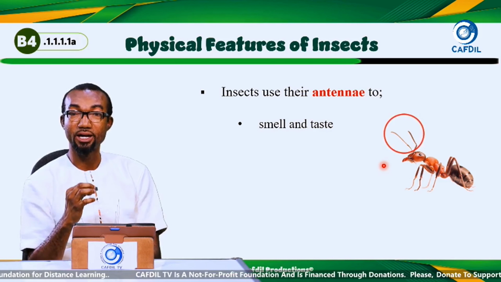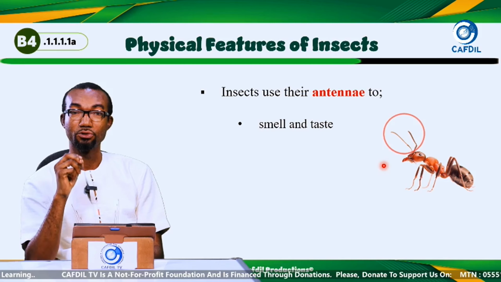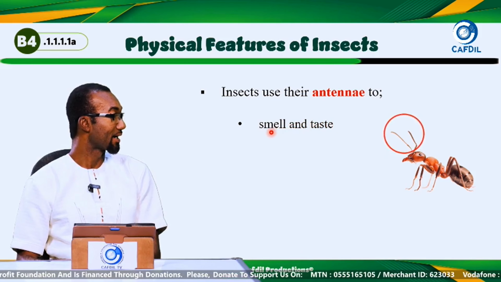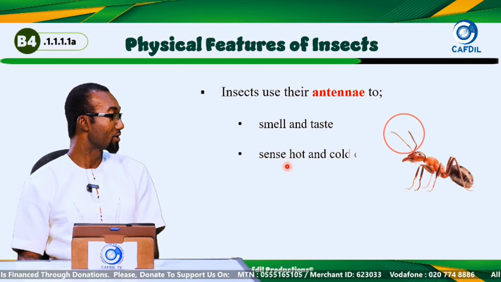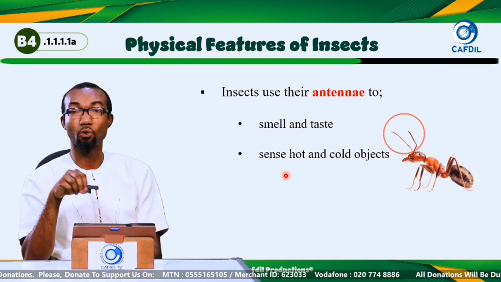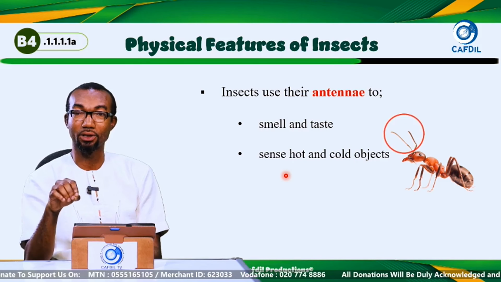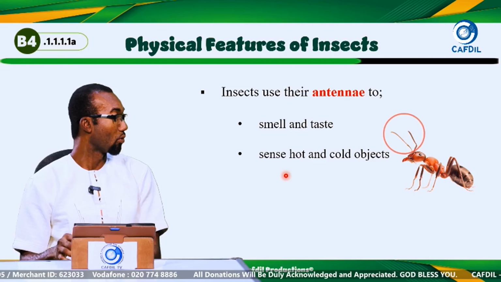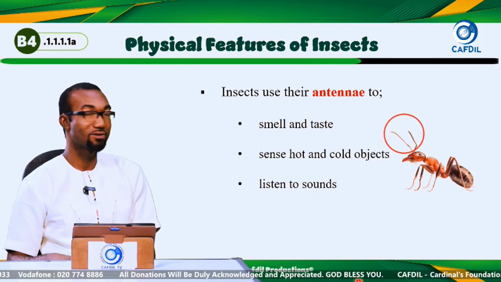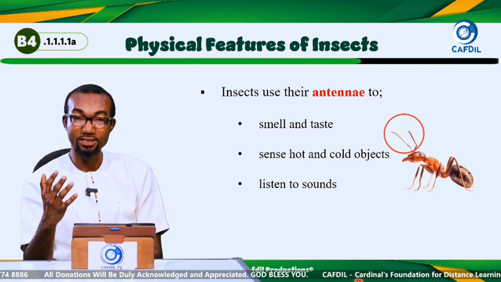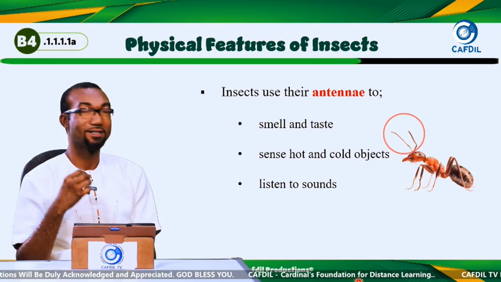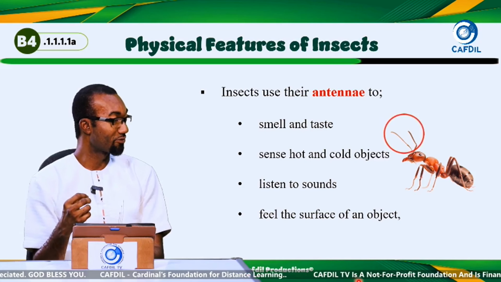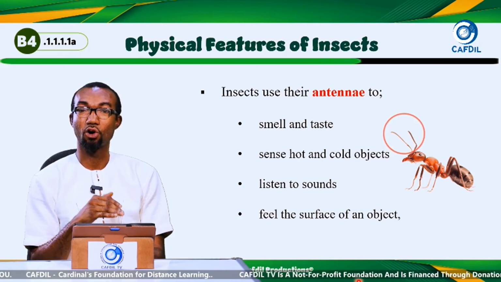So let's look at, as a sense organ, what they use it for. 1, they use it to smell and taste. So as you use your nose to smell and tongue to taste, they use their antennae to smell and taste. They also use the antennae to sense hot and cold objects. So if they are walking around, they use their antennae on surfaces to check whether the surface is hot or cold. They also use the antennae to listen to sounds. You use your ear to listen to sounds. They use their antennae to listen to sounds.